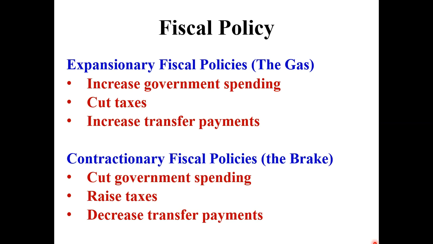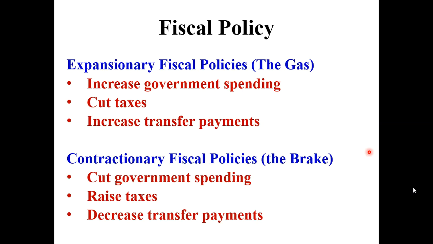The other way the government can manage the economy is through fiscal policy. If we want to step on the gas and grow the economy, if we're in a recession, there's three ways we can use fiscal policy to do that. Number one, increasing government spending will increase aggregate demand and grow the economy. Number two, cutting taxes will mean that there's more money in people's paycheck for them to spend. That money gets spent, aggregate demand will grow, and we can increase transfer payments.